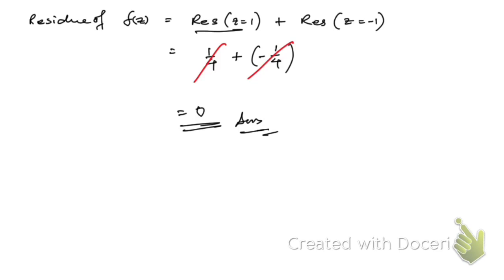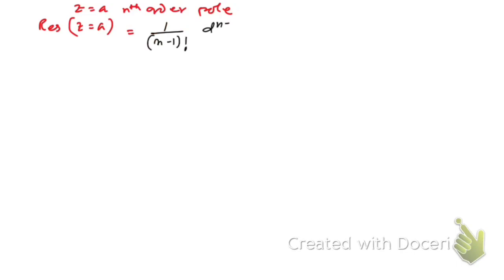Now let me take one more question, the last question. Okay, now we have already learned that if z is equal to a is an nth order pole, then the residue at this is equal to 1 by n minus 1 factorial, the n minus 1 order derivative with respect to z of z minus a whole to the power n f of z, at z is equal to a, right?